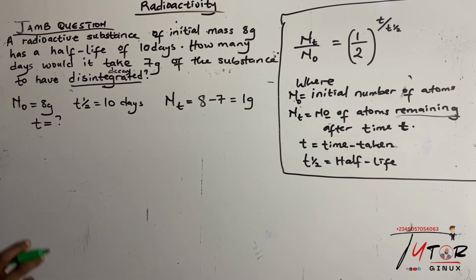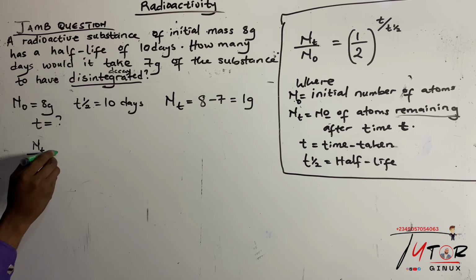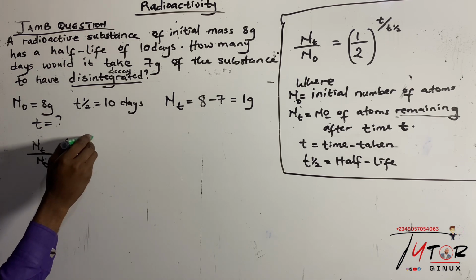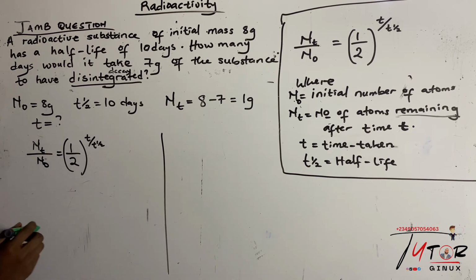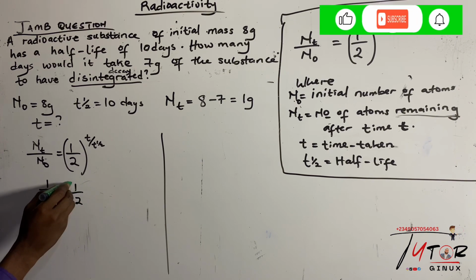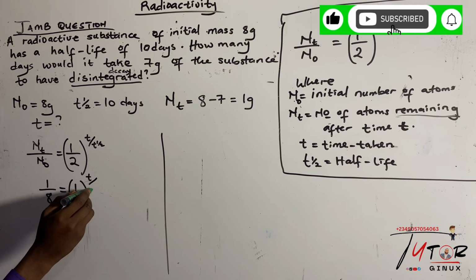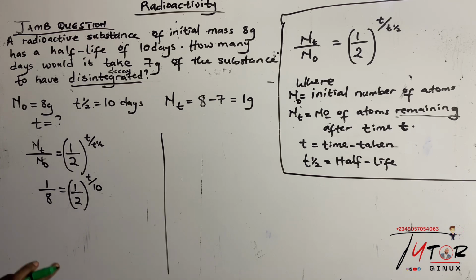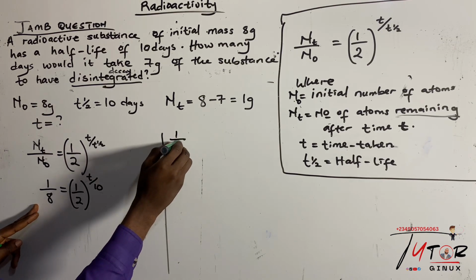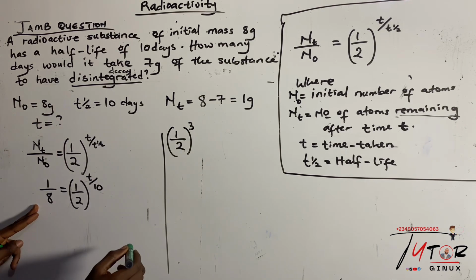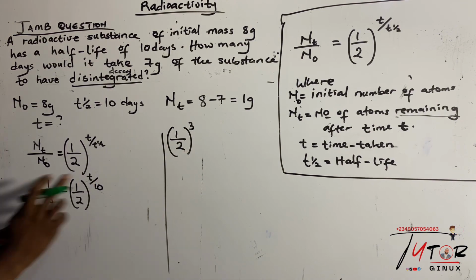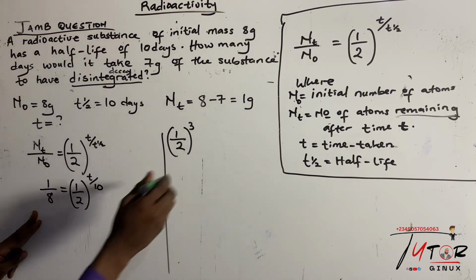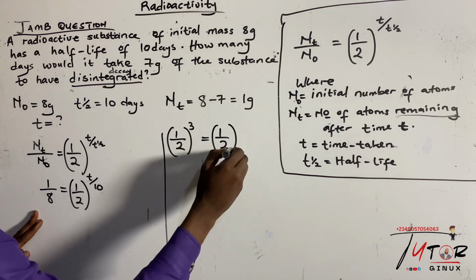T is unknown. Then we are going to apply the formula. So NT over N naught is equal to 1 over 2 to the power T over T half. And let's put in the values one after the other. 1 over 8 is equal to 1 over 2 to the power T is unknown, then T half is 10. So from here, we are going to apply the knowledge of indices. 1 over 8 is the same thing as saying 1 over 2 all raised to the power of 3. Do you get that? That is 1 raised to the power 3 we give 1, 2 raised to the power 3 we give you 8. 1 over 2 raised to the power T over 10.